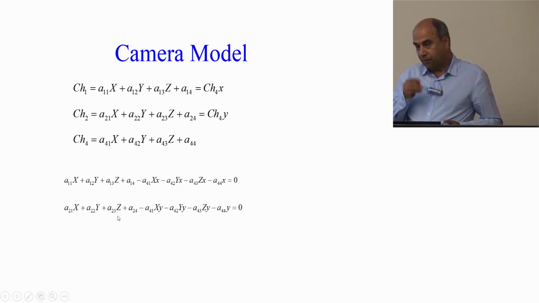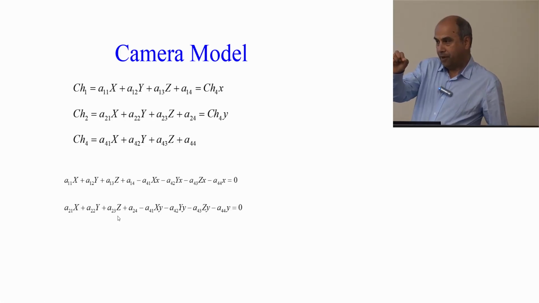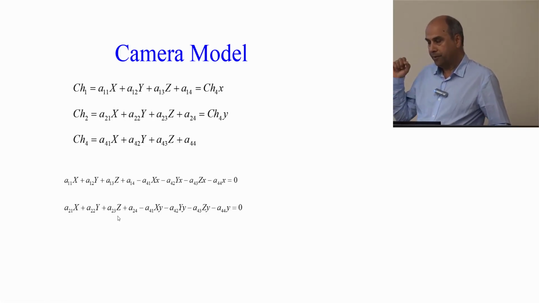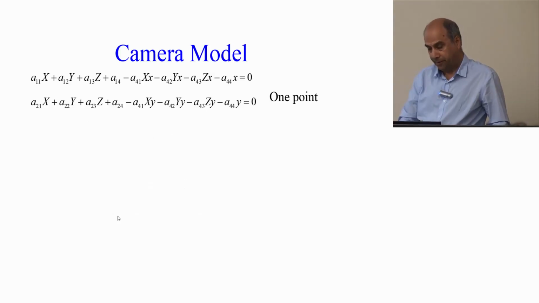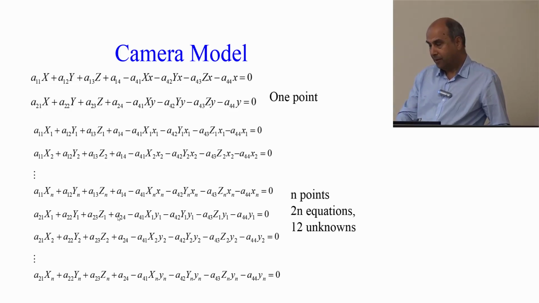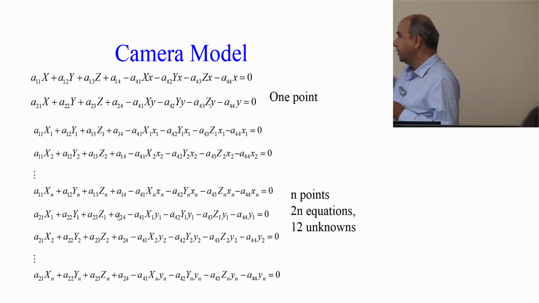So we get these two equations for each correspondence, that is, each 3D point corresponding to a 2D point. The 3D point is uppercase X, Y, Z, and the image point is small x, small y. What we are going to do is collect many points. So n points will give us 2n equations, and they look like this. The first set of equations comes from x1, the second set comes from y1, and in these we have 12 unknowns.